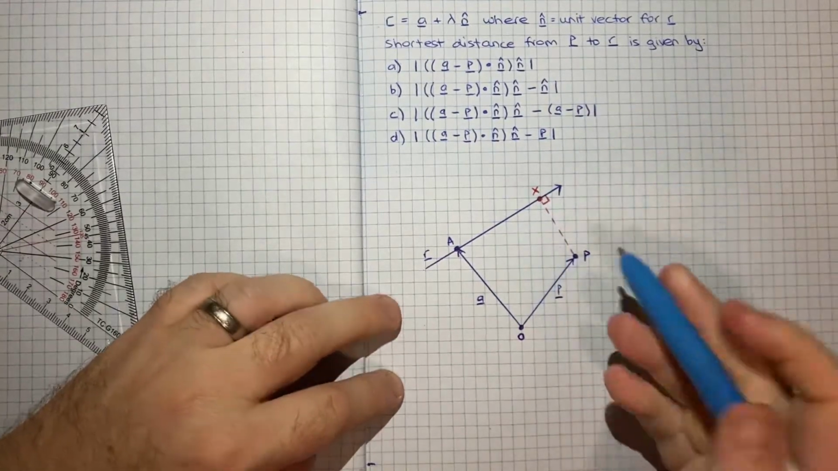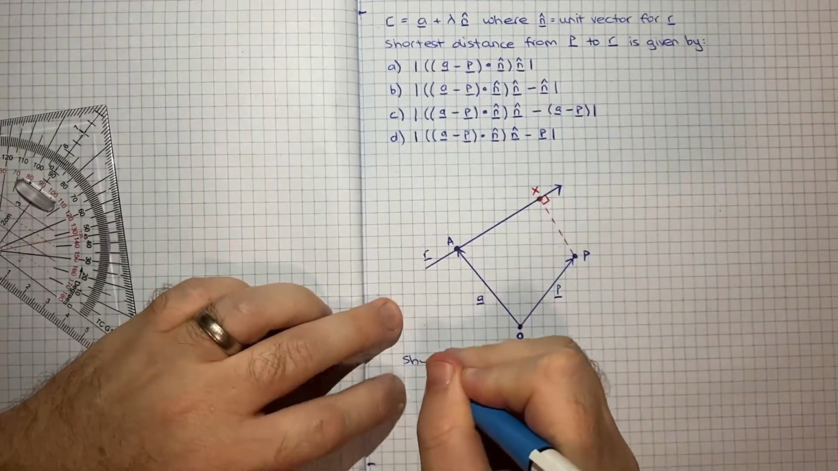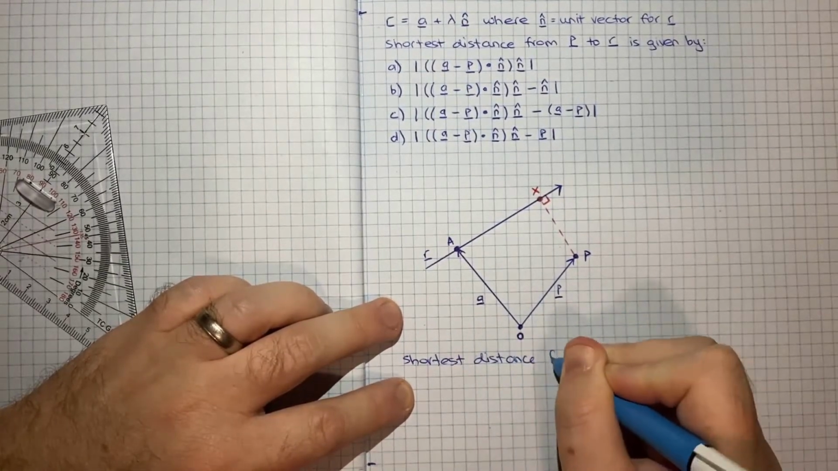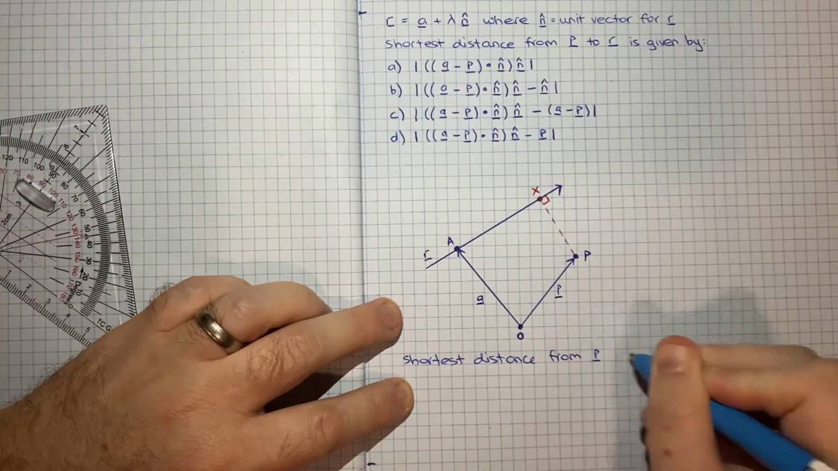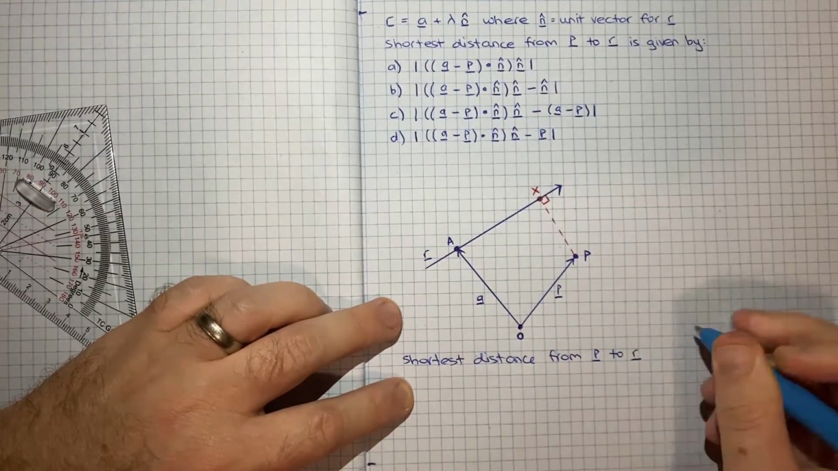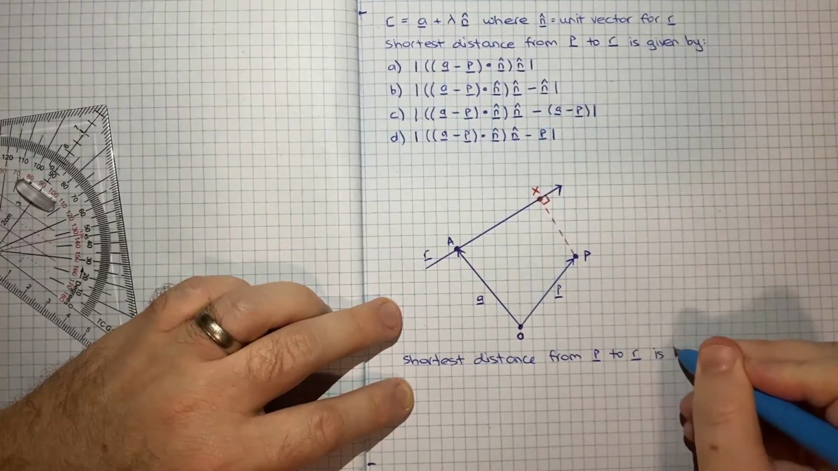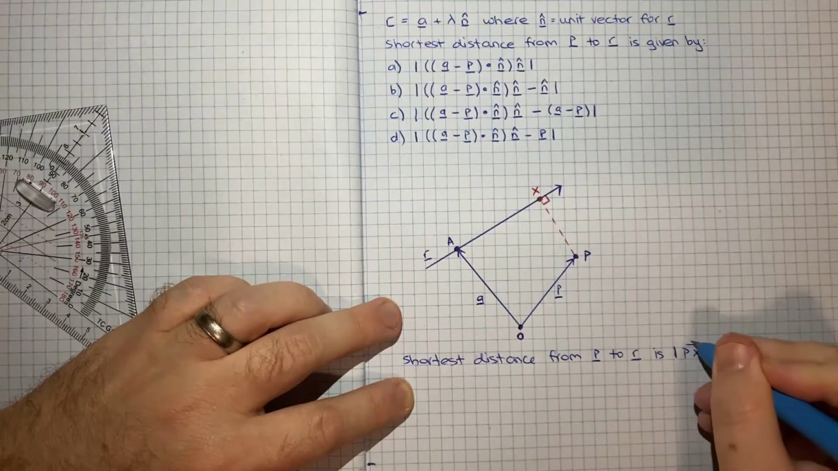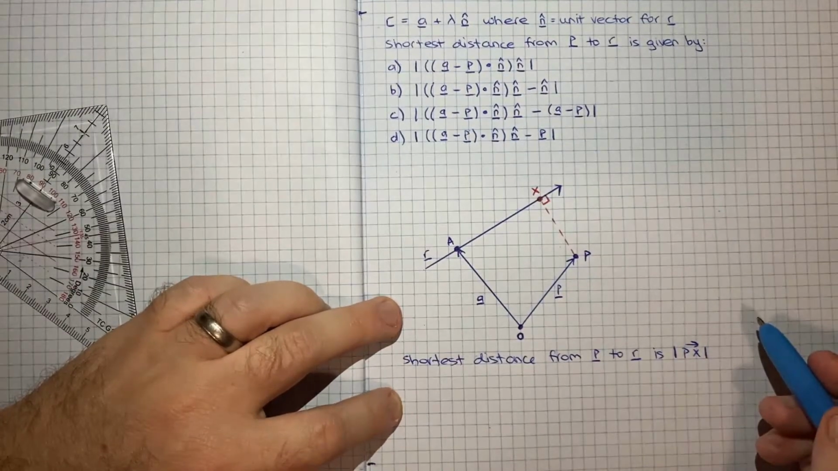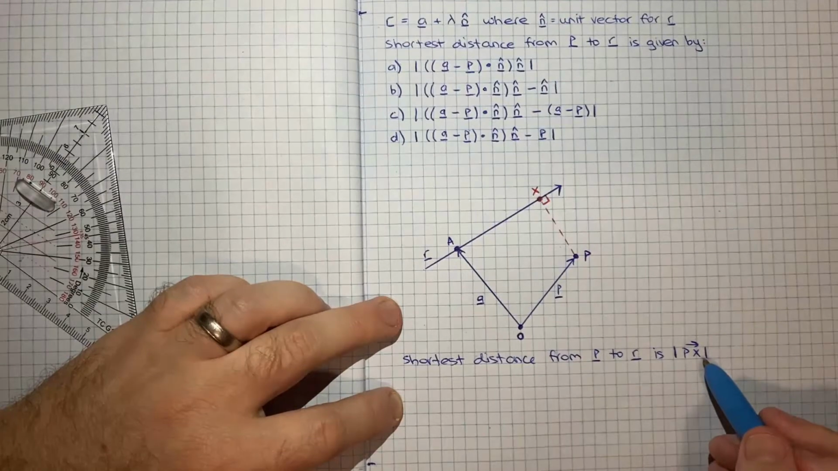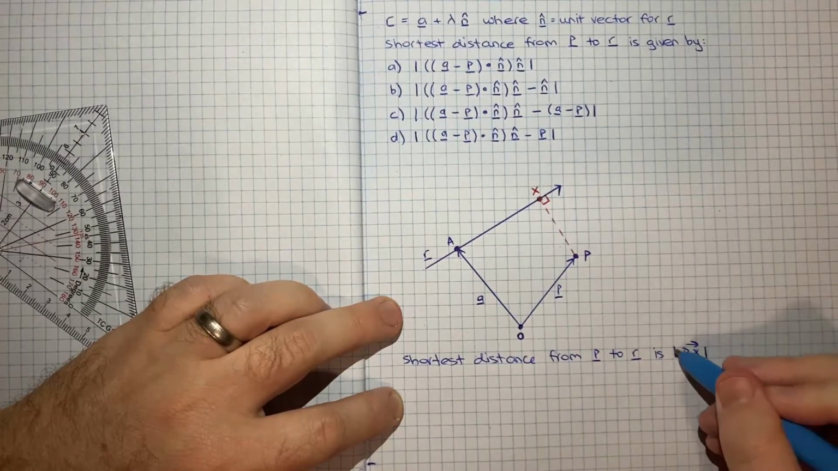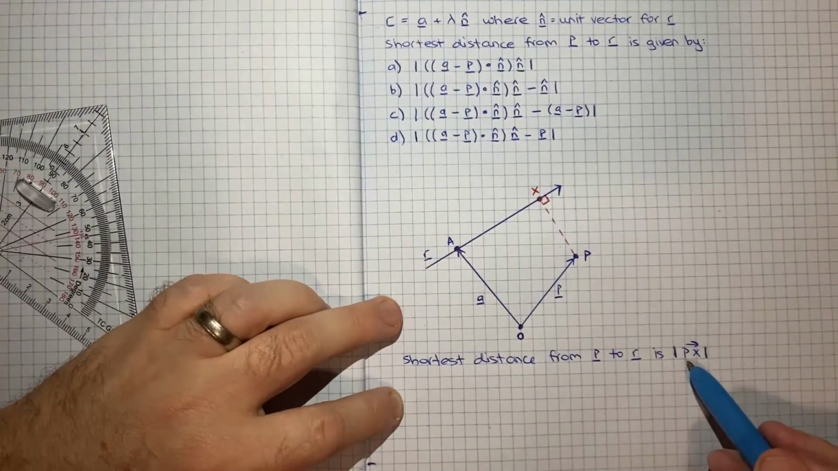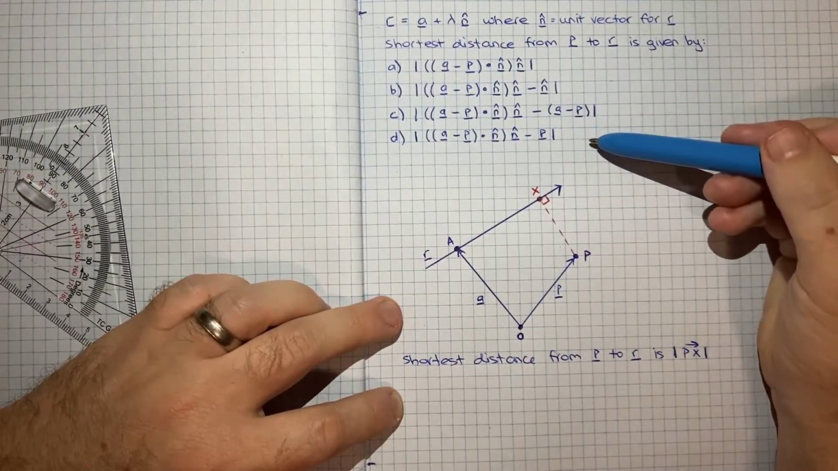So what I might write is, to start, we'll say the shortest distance from vector P to the line vector R is basically the magnitude of this vector PX. So in theory, if we can get an expression for vector PX, then the magnitude of that expression will give us the shortest distance, and hopefully that expression is one of the options we see here.